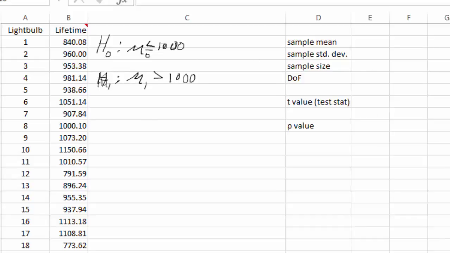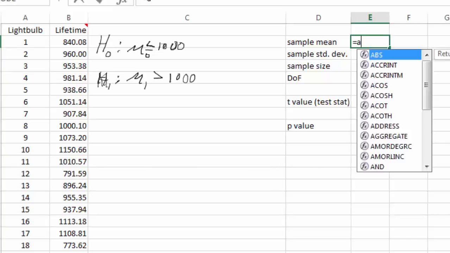Okay, then to test it, we need to calculate a test statistic. And what we'll need is a sample mean, sample standard deviation, sample size, degrees of freedom, t-value, and p-value. I'm going to use Excel to do all of this for me. I have to type in a little bit, but Excel will do the math.